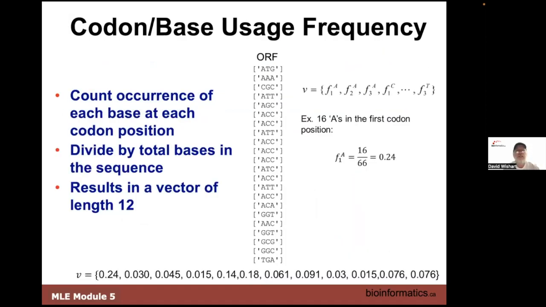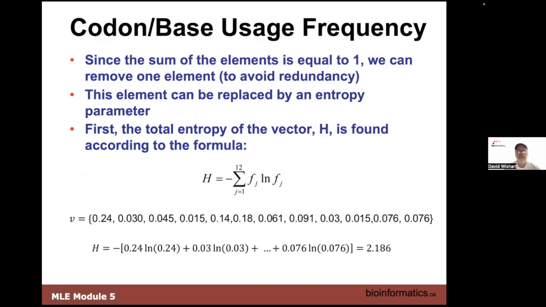So we can look at codon frequencies. We can count the occurrence of each base at each position, and in this case, we're dividing by the total number of bases in the sequence. Because there are three bases in the codon and four base variations, we get a vector of 12. This vector of 12 has been calculated at the bottom here. There are 12 numbers with the different associations with A, T, G, and C, with the different codons. And so we have a frequency association.